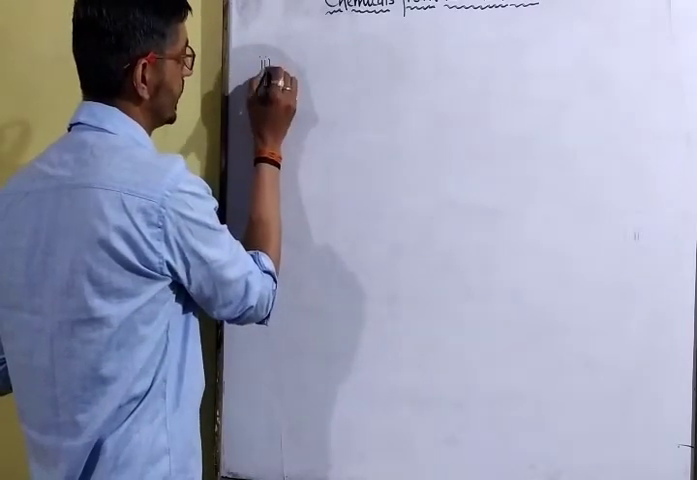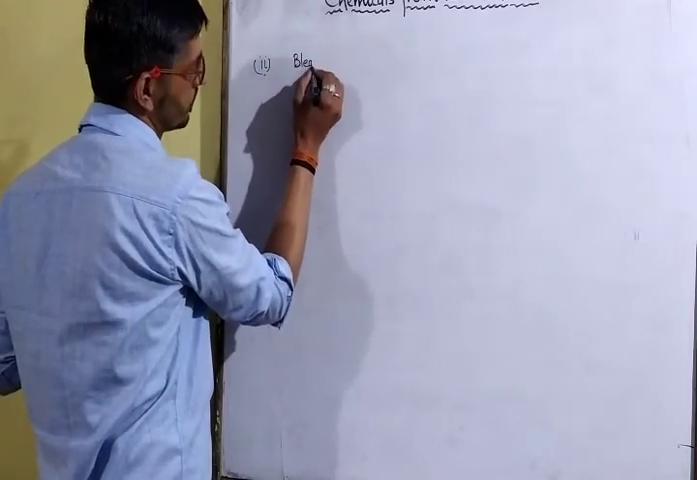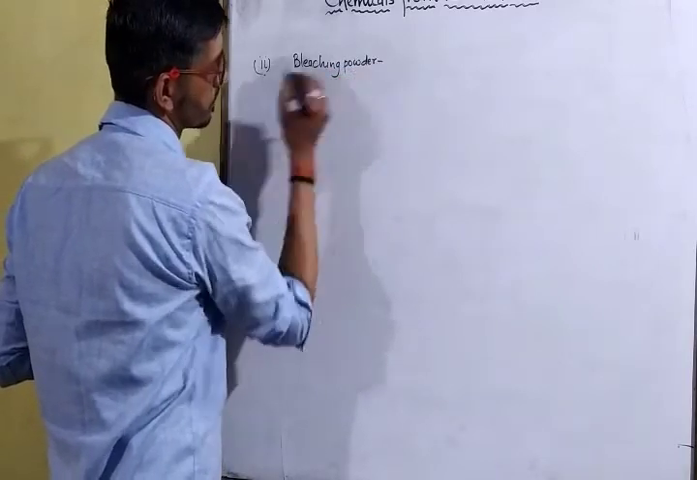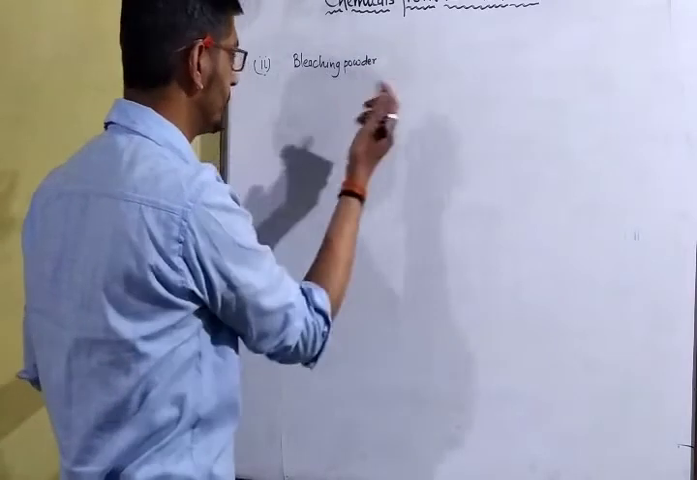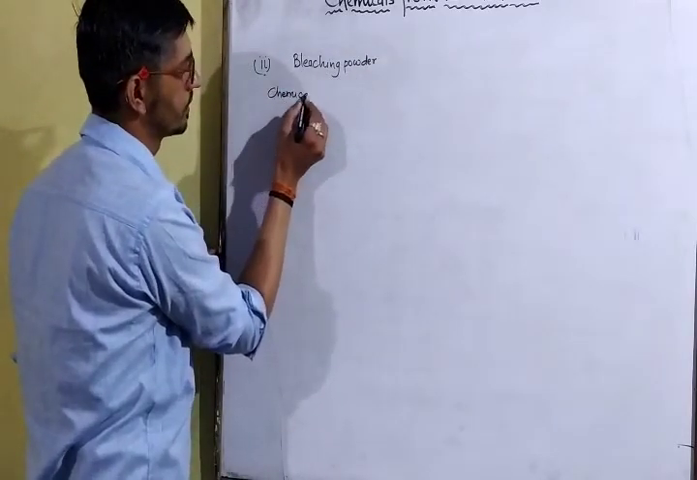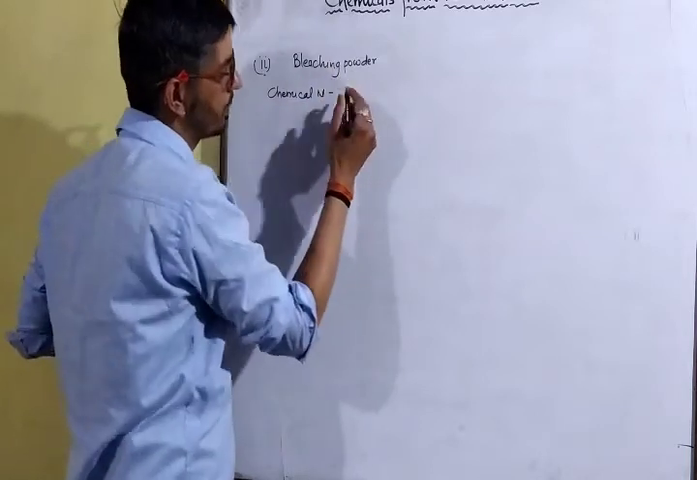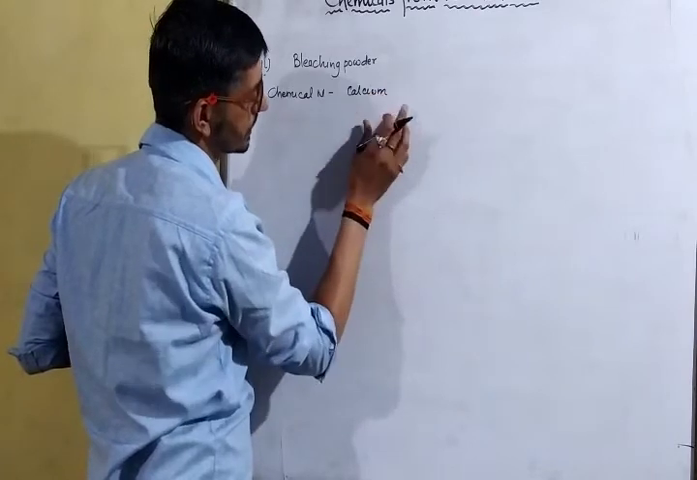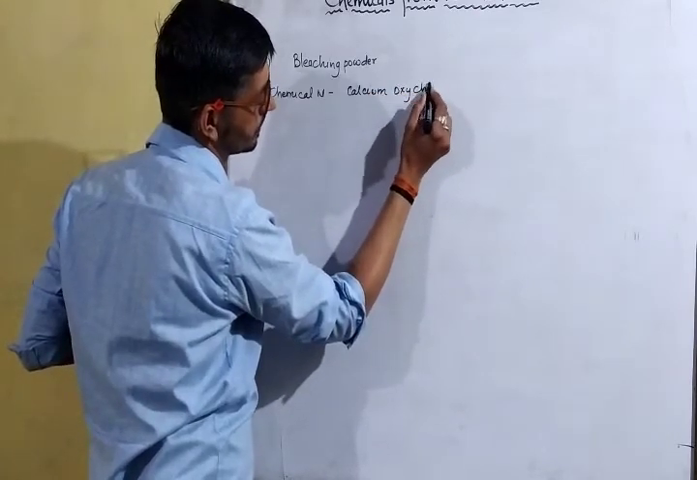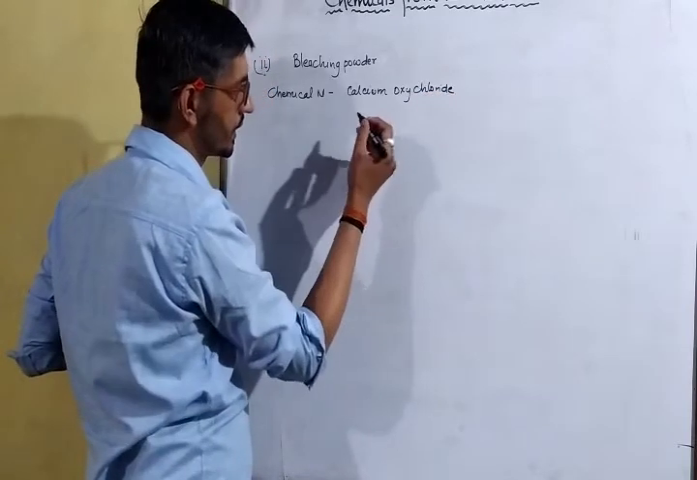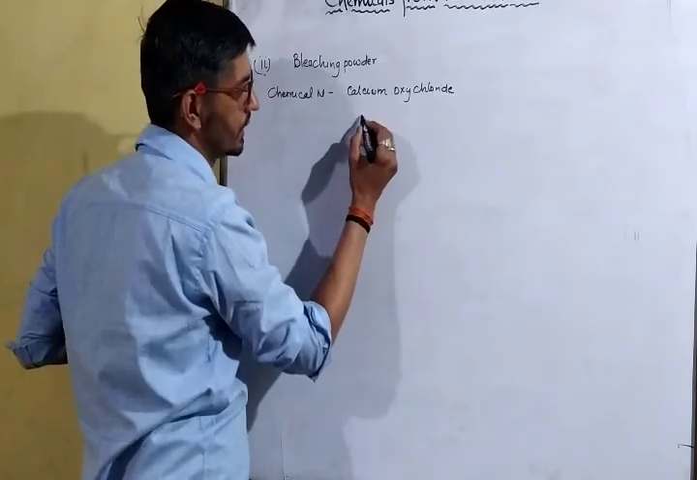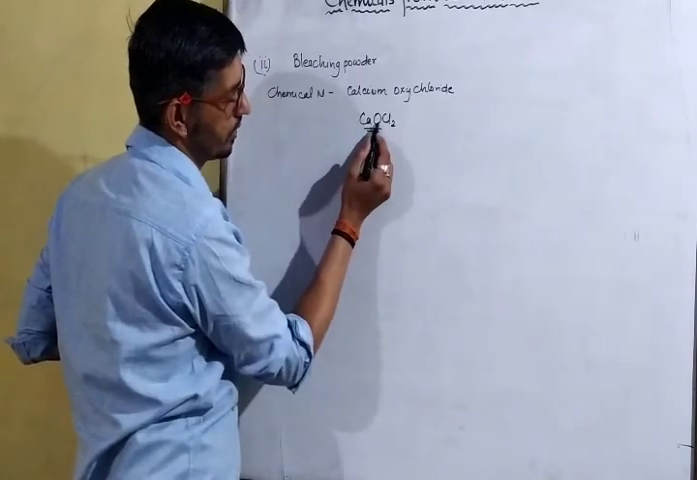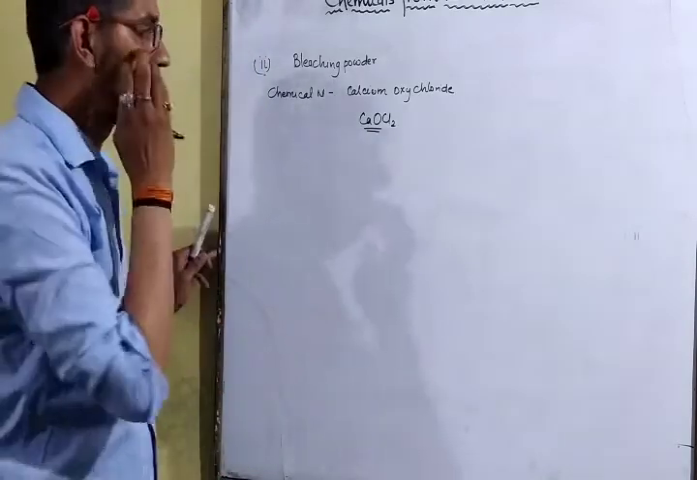The second type of chemical is bleaching powder. First, the chemical name. What is the chemical name of bleaching powder? It is calcium oxychloride. And the formula for calcium oxychloride, that means bleaching powder, is CaOCl2. Calcium oxychloride.